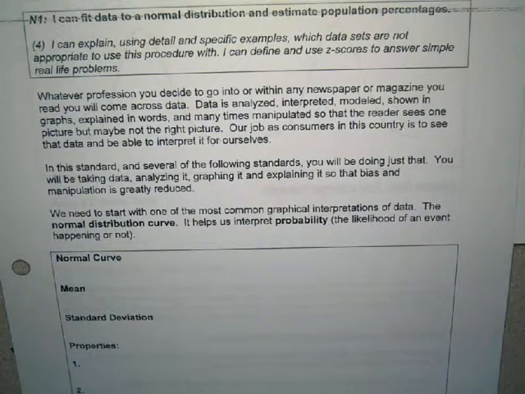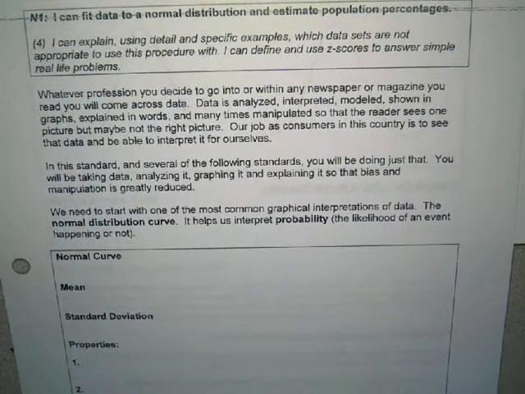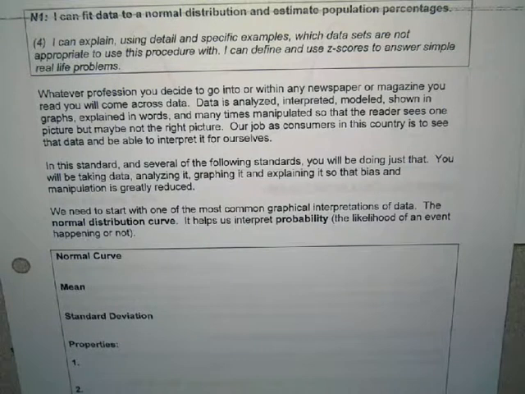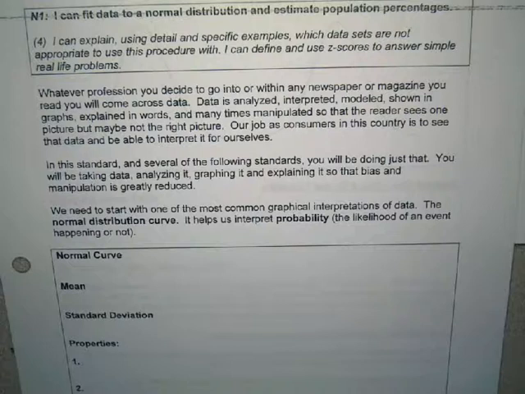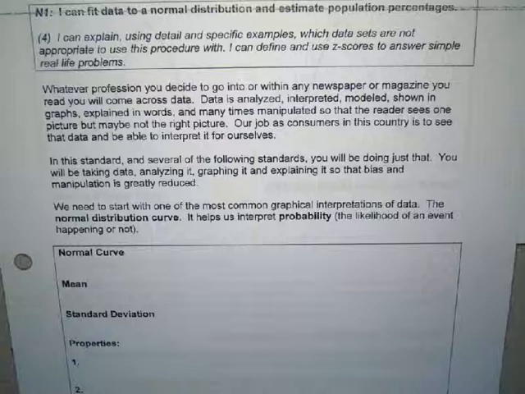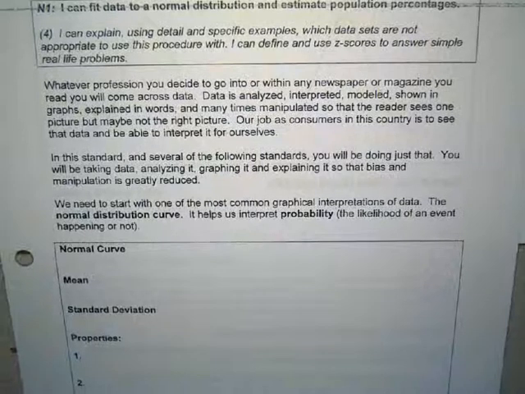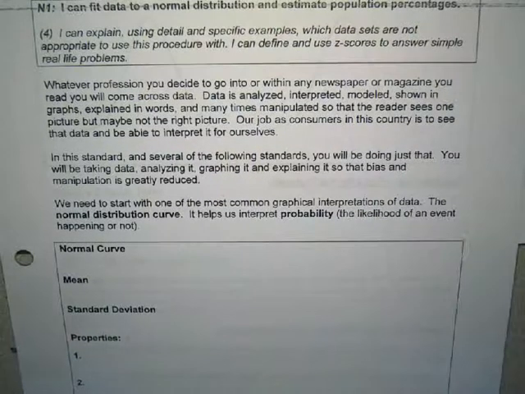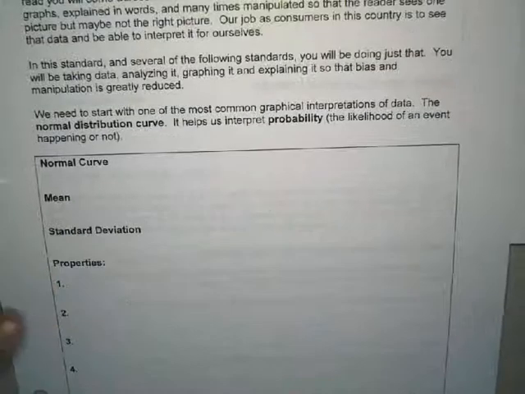So this unit and this standard, you'll be doing just that. You'll be taking data, analyzing it, graphing it, and explaining it so that bias and manipulation is greatly reduced. Bias is basically tweaking the data to make it say what you want it to say, not what it really does say. You need to start with one of the most common graphical interpretations of data, the normal distribution curve, and I guarantee each of you have seen a representation of this. It helps us interpret probability, the likelihood of an event happening or not.